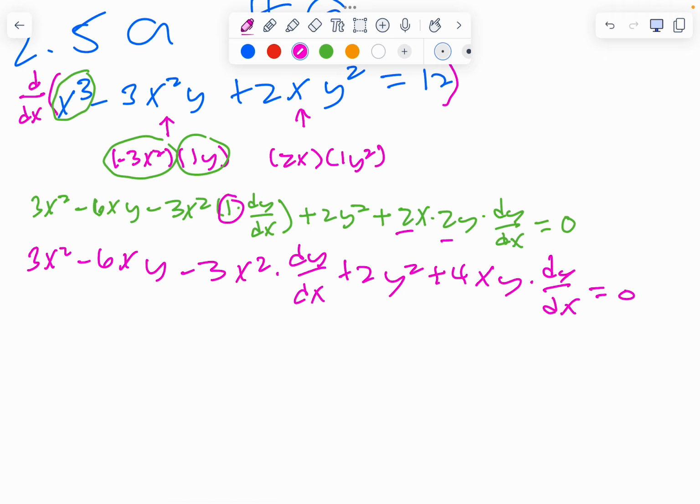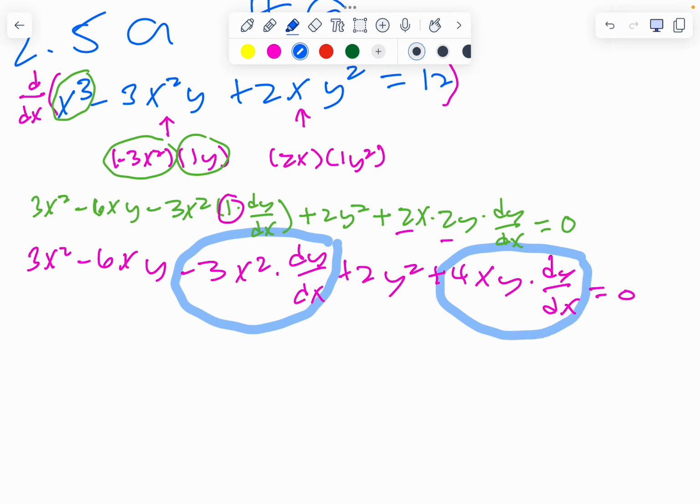So now if I were to put them together, let's use my highlighter. Here are my dy over dx terms that you're going to factor out. And then I'm going to get rid of these by moving them to the other side with the same sign or opposite sign? Opposite. Are we good on that so far? So I'm going to stop right here. Good?